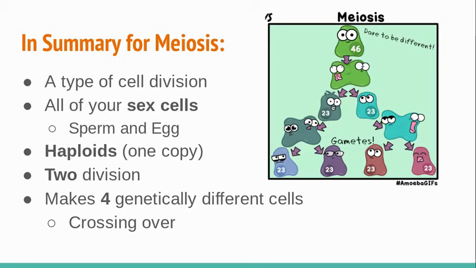So meiosis is very similar but different. This is another type of cell division as well, but this one happens in your sex cells, so your sperm or your egg.